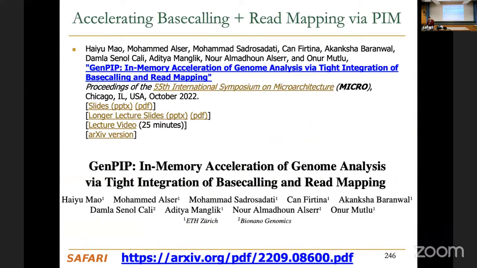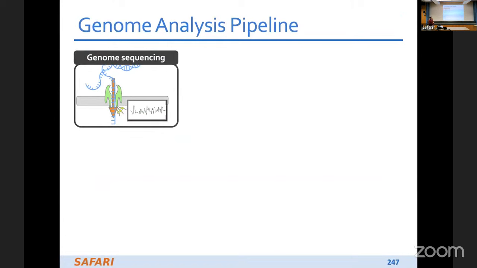So we also look at how we can perform all these operations again by reducing the data movement, but this time by using processing in memory. And this is basically what we're explaining in GenPip. So this is the genome analysis pipeline that I also showed you earlier. Here we're particularly focusing on nanopore sequencing.